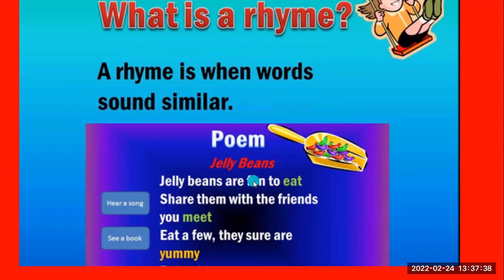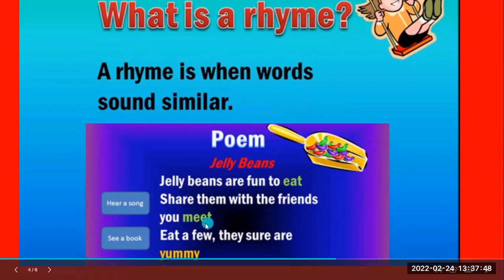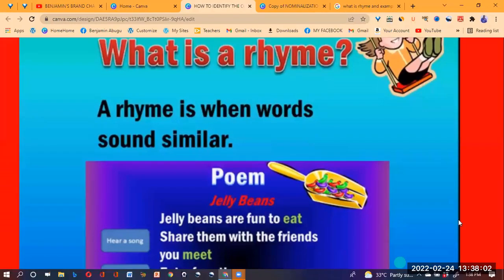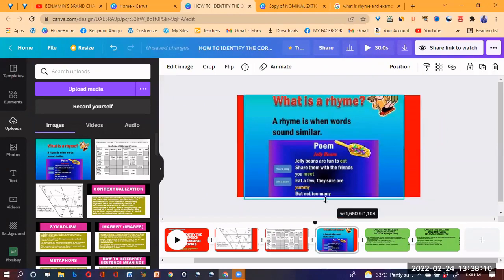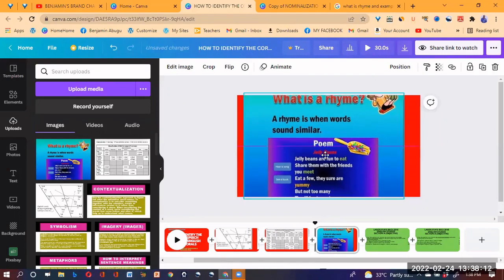Look at this poem, Jelly Beans. Jelly beans are fun to eat. Take note of the sound in it. Share them with the friends you meet. You can see how meat rhymes with eat, the long E sound. All right? Then, eat a few, they sure are yummy. There is a missing sound here, which I want us to see.